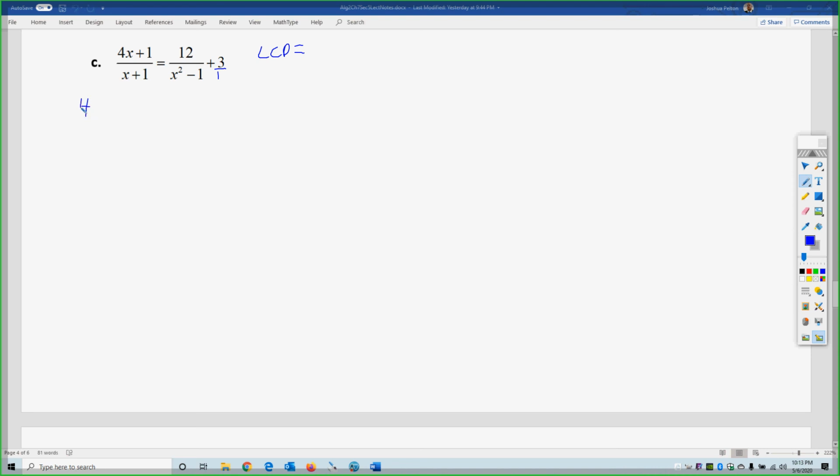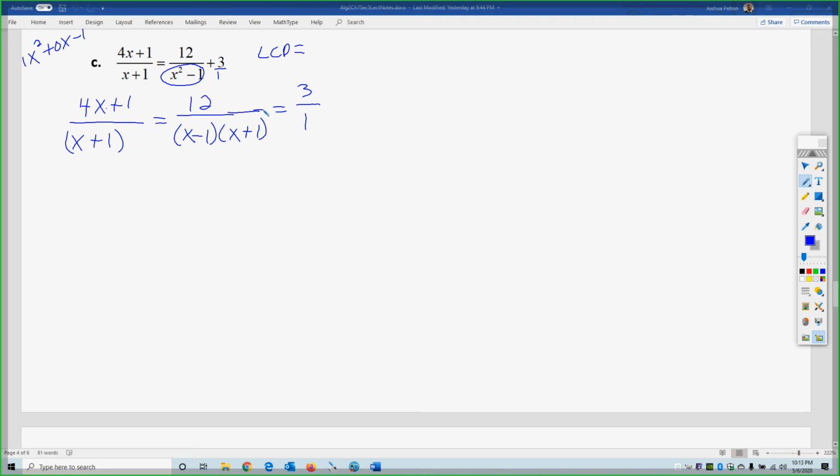So if I rewrite this, this is (4x plus 1) over (x plus 1) equals 12 over (x minus 1)(x plus 1) equals 3 over 1. Okay. Whoop, that's a bad 3. Because again, they must be factored completely. This, if you think about it, what is that really? That's x squared plus 0x minus 1. Okay, so the factored form is negative 1 and positive 1 to get that 0.